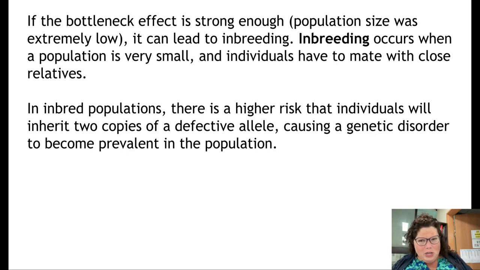It's the only option. The problem is that these inbred populations have a higher chance of inheriting copies of these defective alleles, causing genetic disorders that can become so prevalent. You need that diversity for a population to become strong.